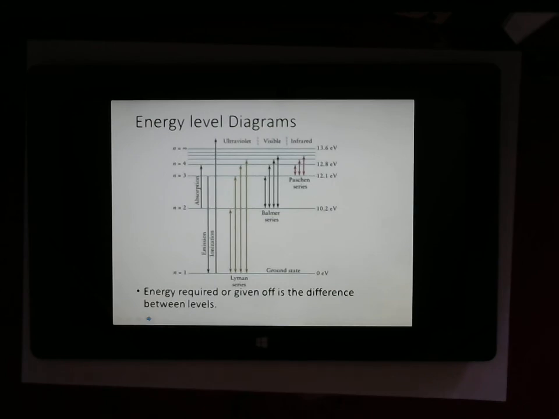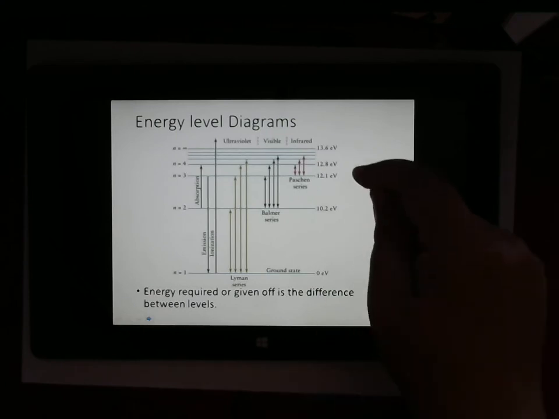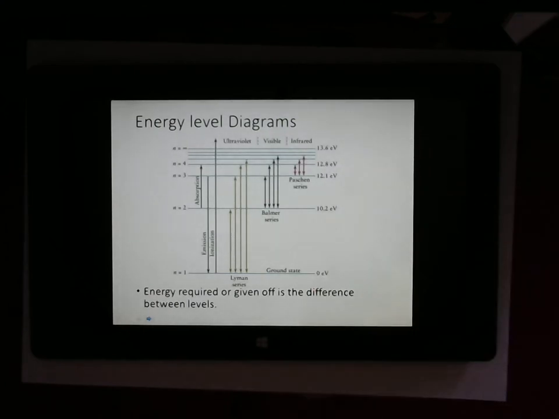If it fell from level 4 to 2, 12.8 take away 10.2 is 2.6, so it would give off 2.6 electron volts. I don't really worry about doing final take initial all the time. I just look at the difference and then I put it into words. You just need to know as you fall into an atom, the electron gives off energy. How much energy is just the difference between these levels.